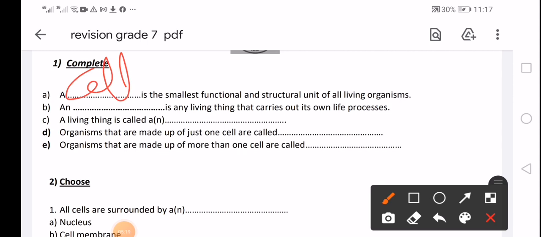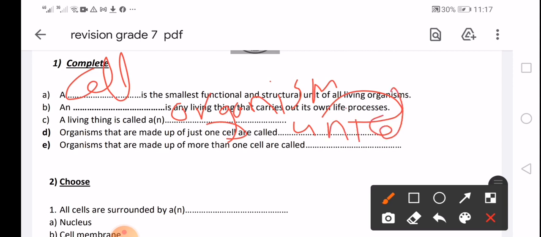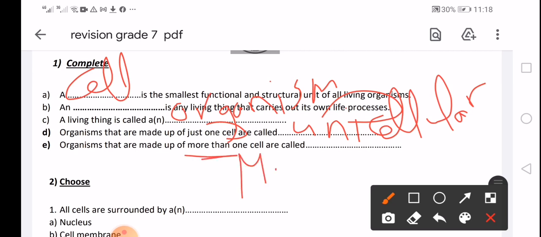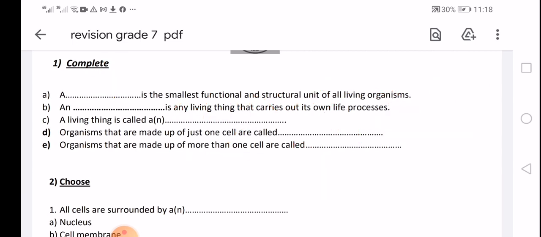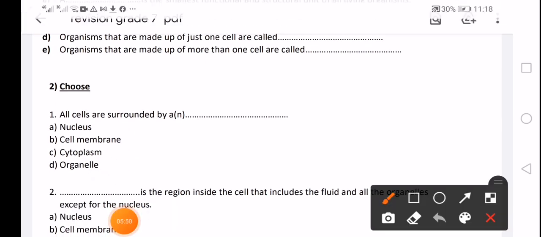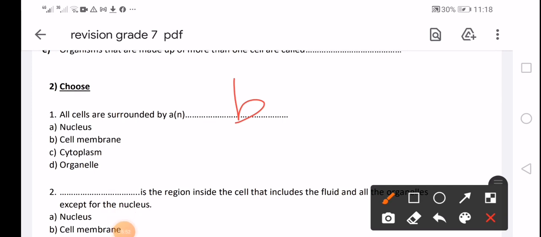What is any living thing that carries out its own life processes? Organisms. Organisms that are made up of just one cell are called what? Unicellular. Organisms that are made up of more than one cell are multicellular. All cells are surrounded by what? By the cell membrane, a protective layer.